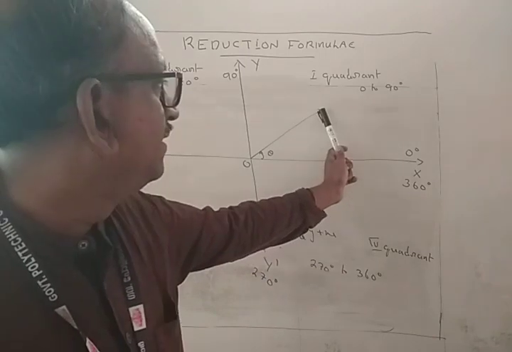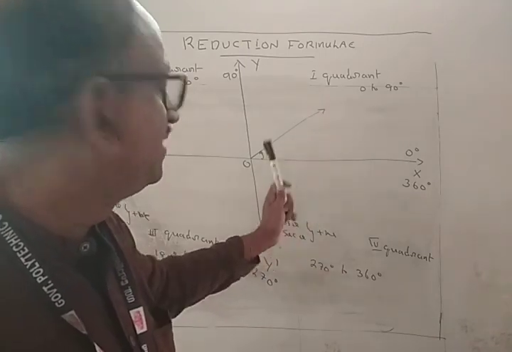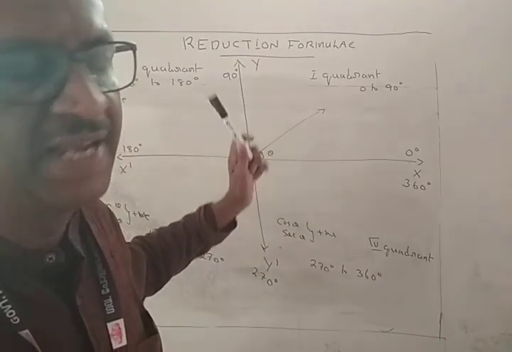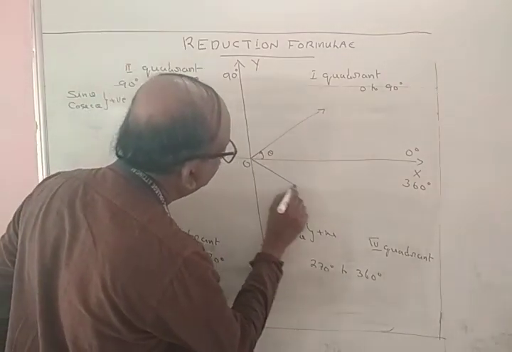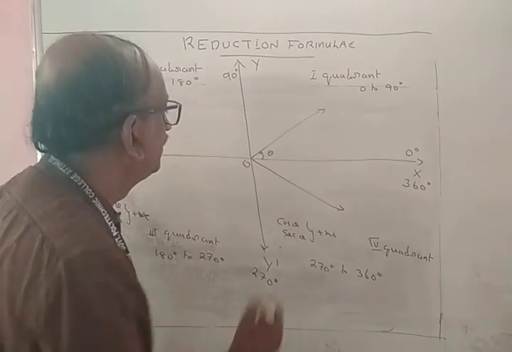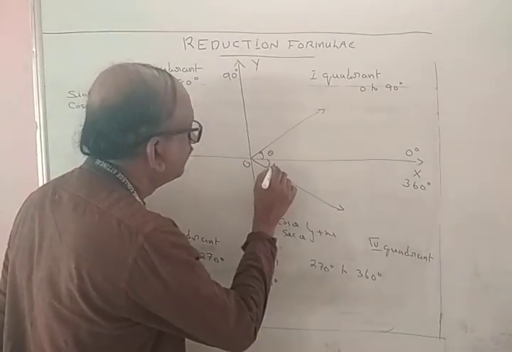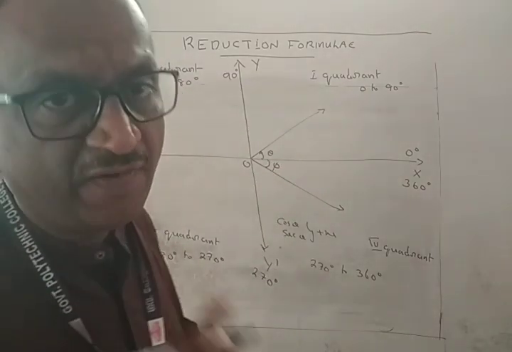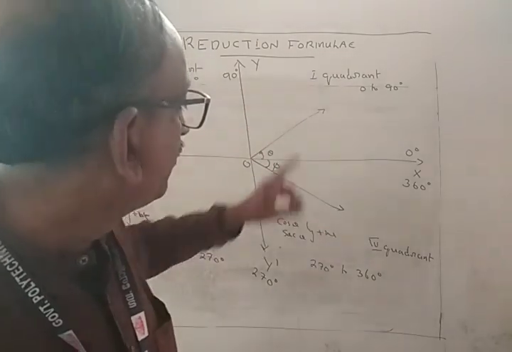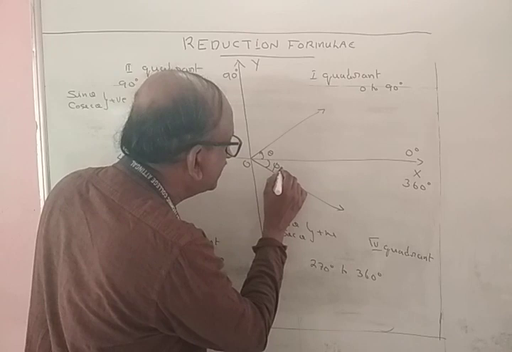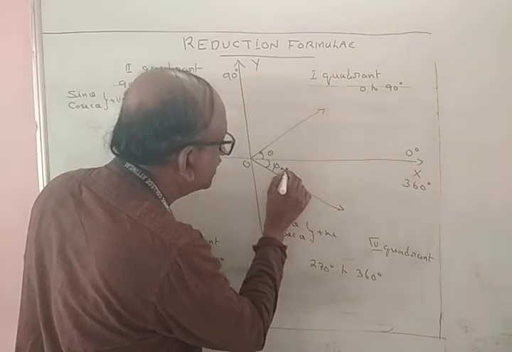Consider this angle. This angle is measured as theta. Theta is the measure of this angle. Then what is the angle phi? Phi is just opposite to theta. Therefore, this angle phi we can write as minus theta.